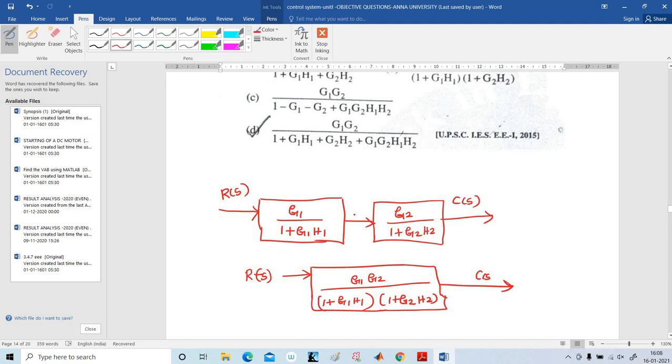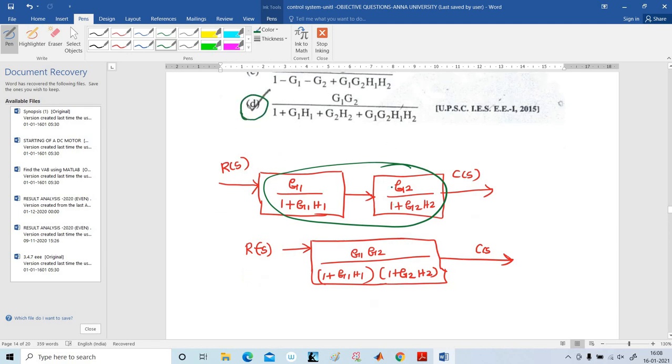Finally, both the blocks are connected in series. If both are connected in series, I have to multiply both. So G1 G2 divided by (1 plus G1 H1) into (1 plus G2 H2). Now I am going to expand this. So 1 plus G1 H1 plus G2 H2 plus G1 G2 H1 H2. So that is the answer. So D is the correct answer for this problem.